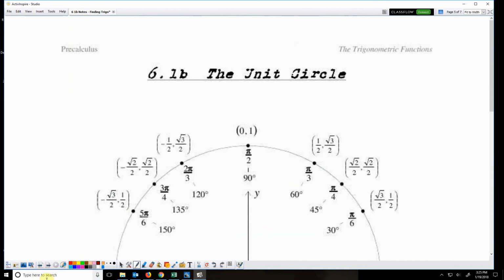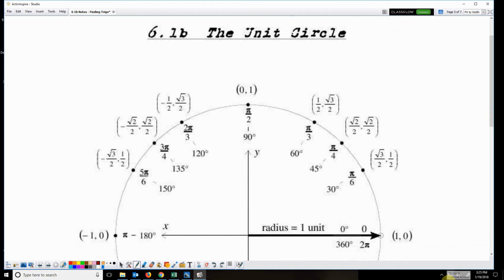So here is a unit circle where the x and y values are filled in. Starting here, I've got an x value of 0. First position, 1 over 2. Second position, root 2 over 2. Third position, root 3 over 2. Fourth position, 1. The same goes negative: first position, second position, third position, fourth position. The y values do the same thing.